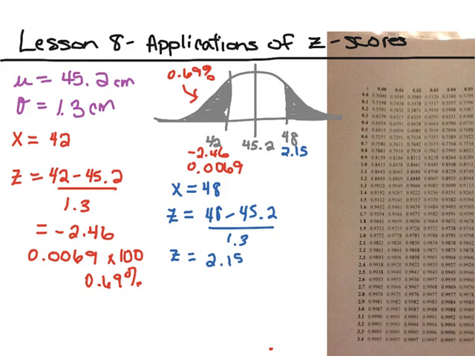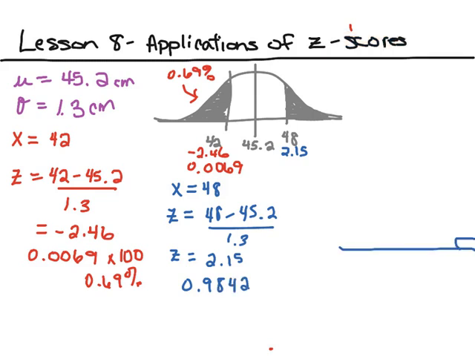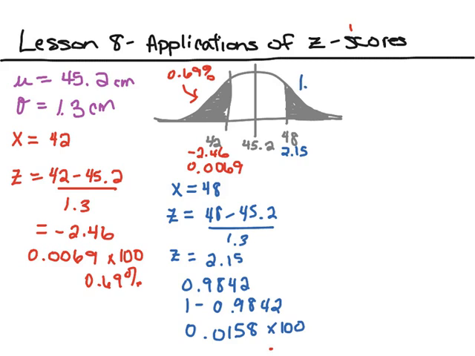So you have your charts. 2.15 is 0.9842. So we don't want the left of this number. We want to the right of this number. So 1 minus 0.9842 is 0.0158, times 100 is 1.58%. So this section right there is 1.58%.